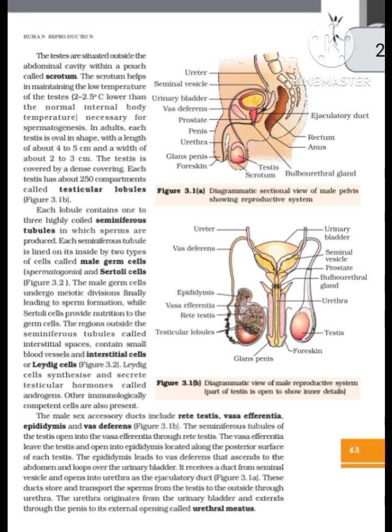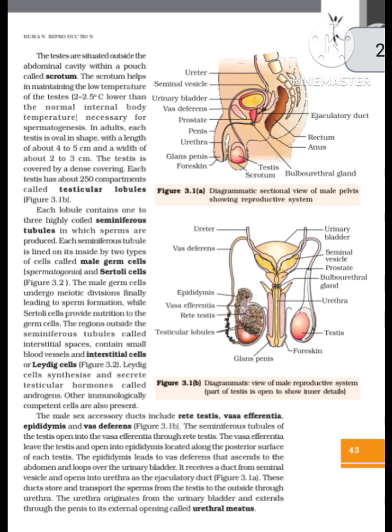The scrotum helps in maintaining the low temperature of the testes, 2 to 2.5 degrees Celsius lower than the normal internal body temperature, necessary for spermatogenesis. In adults, each testis is oval in shape, with a length of about 4 to 5 centimeters and a width of about 2 to 3 centimeters. The testis is covered by a dense covering. Each testis has about 250 compartments called testicular lobules.